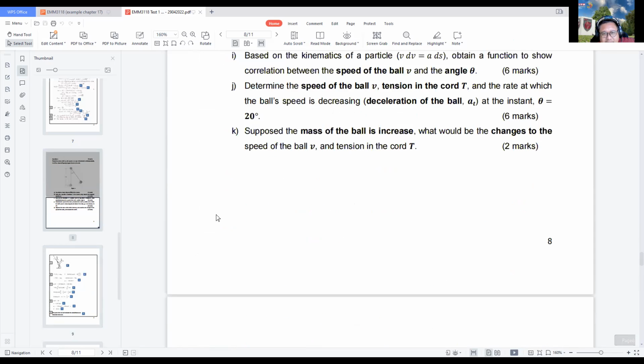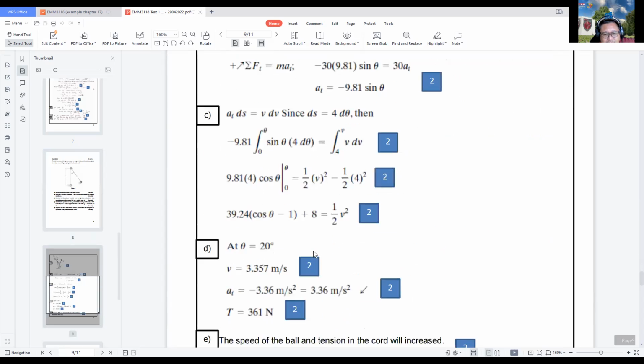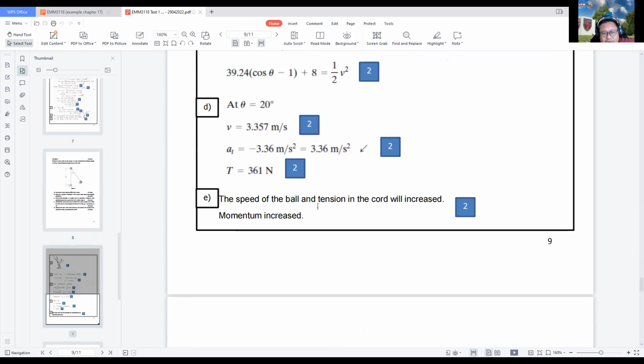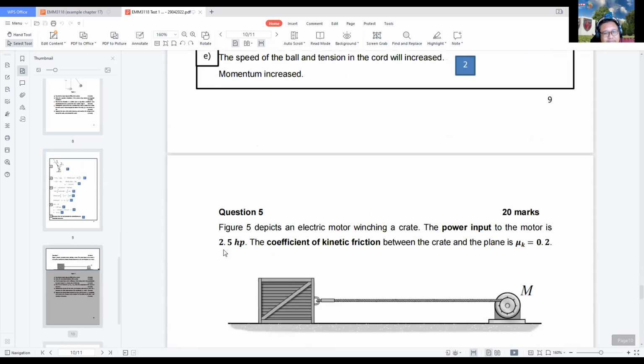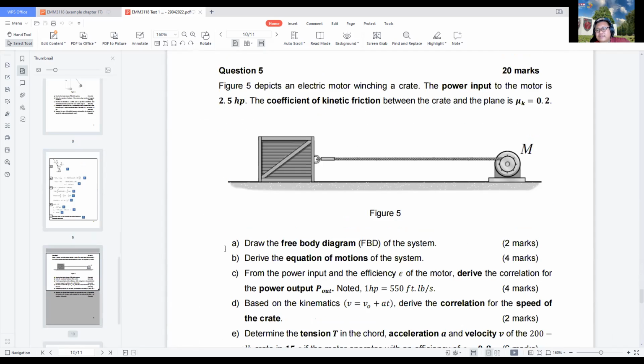The last part: suppose the mass of the ball is increased, what would be the changes to the speed of the ball and tension in the cord? So what will happen? The speed of the ball and tension in the cord will increase because the momentum is increased. Okay, the last question.